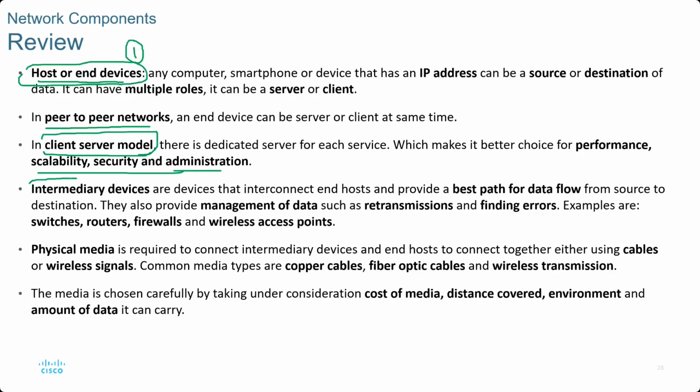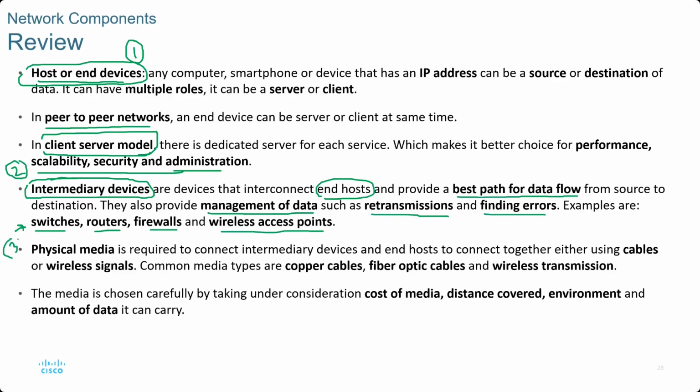Then you have intermediary devices, which are the devices that interconnect end hosts together. They also provide the best path for data flow from source to destination. They also provide management of data, such as transmissions and finding errors. Examples of these devices are switches, routers, firewalls, and wireless access points. So that is your second component in order to create a computer network.